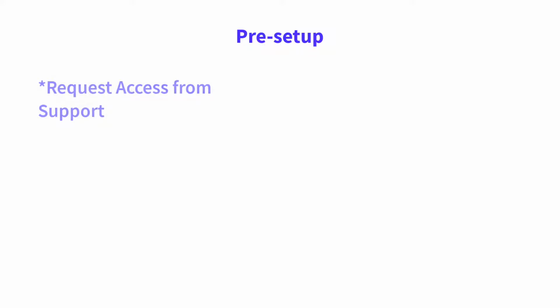There's a bit of pre-setup that I would recommend in getting going with the Teams connector. Obviously, you'll need to request access from SkySwitch support. You'll get an admin invite. Once you have this, you can invite other admins to your own company, so you only need to request one.